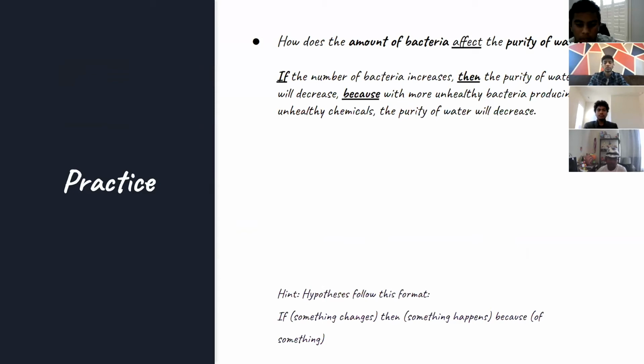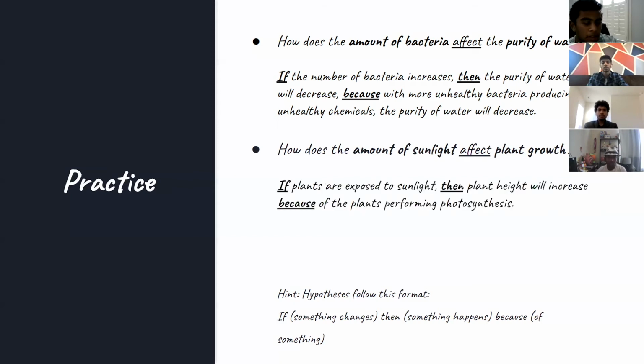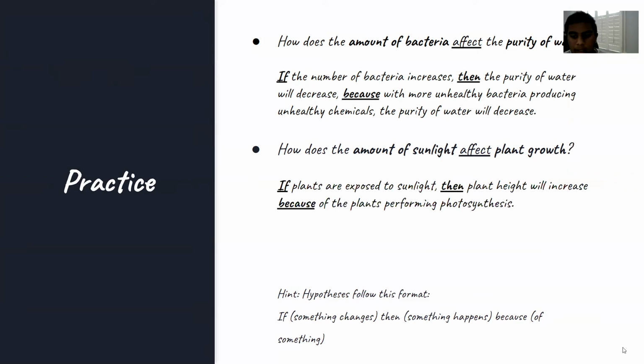Now that I've gone over what a good hypothesis looks like, let's get some practice on making good hypotheses. So we have this question: how does the amount of sunlight affect plant growth? Try to pause the video and make a good hypothesis for this question. Hopefully you pause the video. Your ideal hypothesis would look something like this. If plants are exposed to sunlight, then plant height will increase because of the plants performing photosynthesis. So these are some good examples of hypothesis. Let's move on to variables.